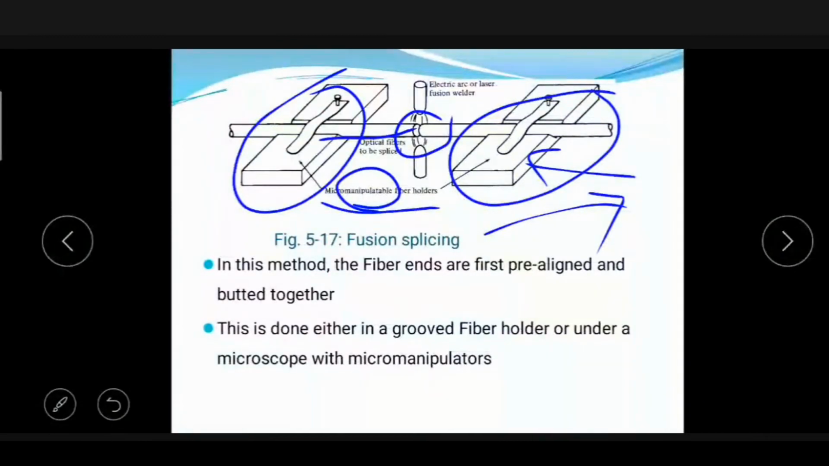And there is an electric arc or a laser fusion welder. This is used to heat, and these are the optical fibers to be spliced. So this is the emitting fiber, this is the receiving fiber, or this is fiber 1, this is fiber 2. They are connected, they are spliced, using an electric arc or a laser fusion welder. That is the equipment used to thermally bond the optical fiber. It is heated and they are joined.